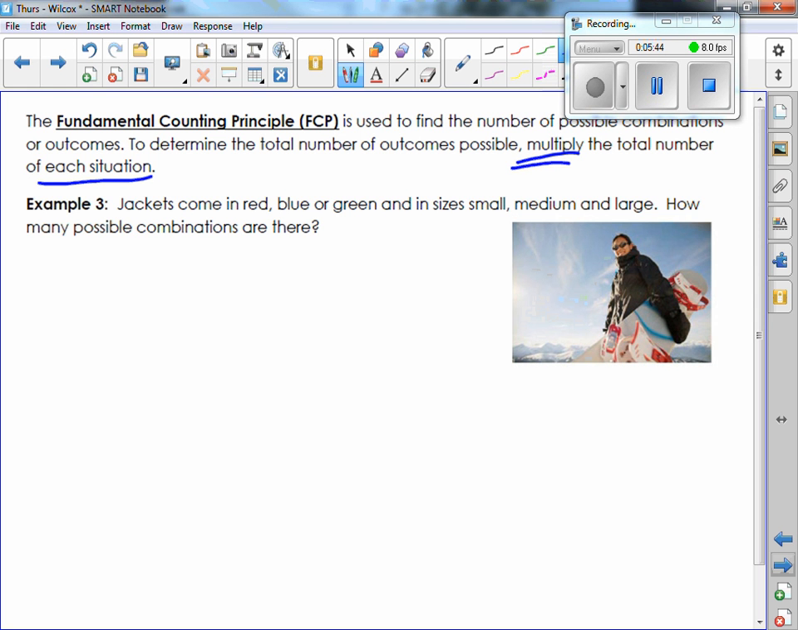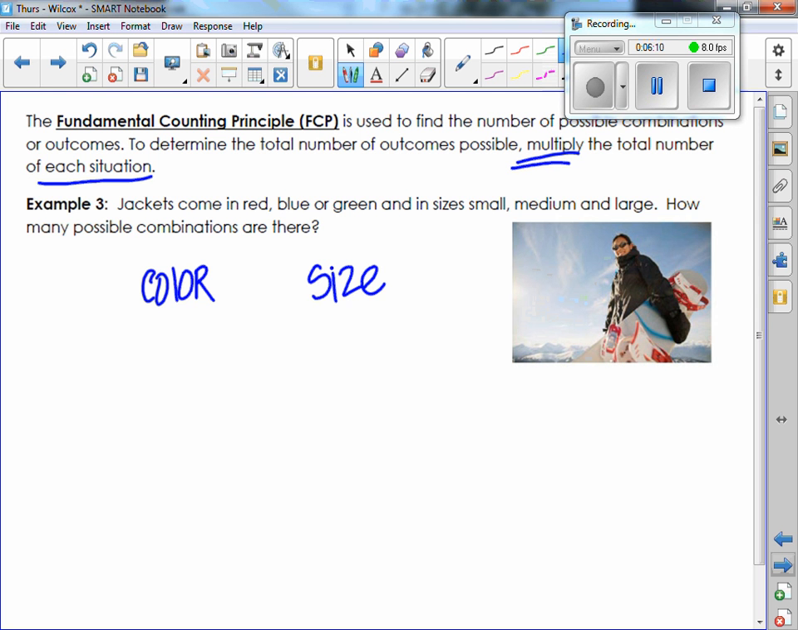Jackets come in red, blue, or green, and in sizes small, medium, and large. How many possible outcomes are there? So rather than having to draw a tree diagram or list out all of your combinations every single time, the FCP is kind of like your shortcut. So if we look at each of our different situations, I have color and I have size to choose from.